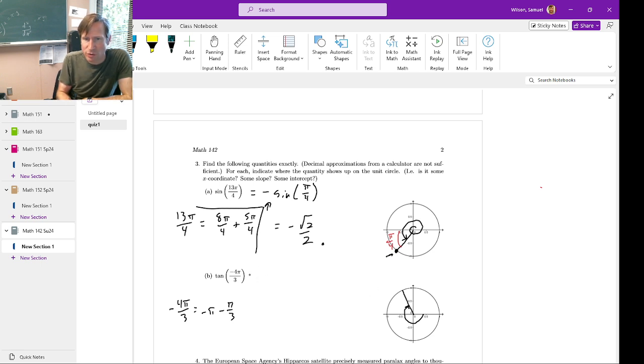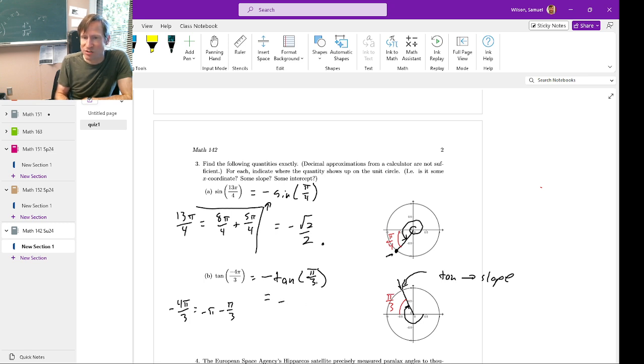Okay, so the reference angle here, again, measured to the positive x-axis, is pi over 3. So tangent of minus 4 pi over 3 is the same as tangent of pi over 3, possibly with a negative. So now we have to ask ourselves, in this quadrant, is tangent negative or positive? And remember, tangent tells you about the slope of the terminal side. So we have to ask ourselves, is the slope of this terminal side here positive or negative? Well, it's negative because it's going down, so we do need a minus sign here.